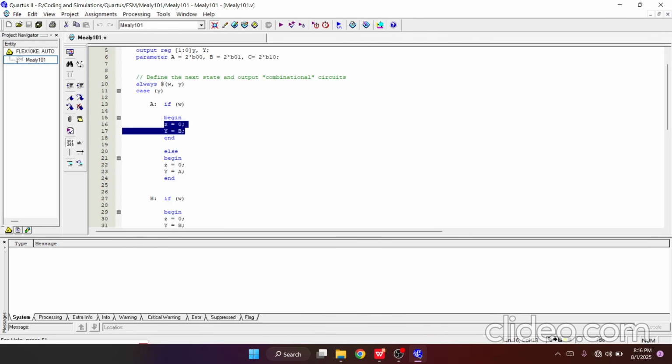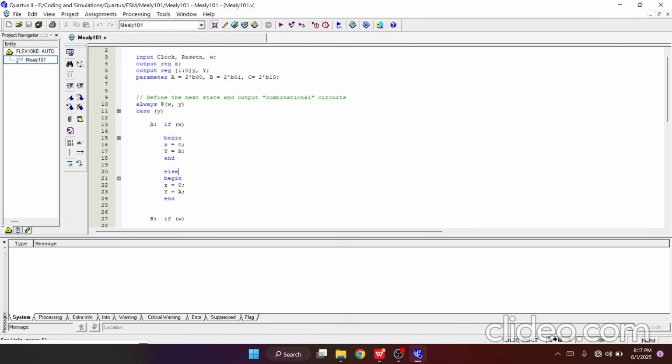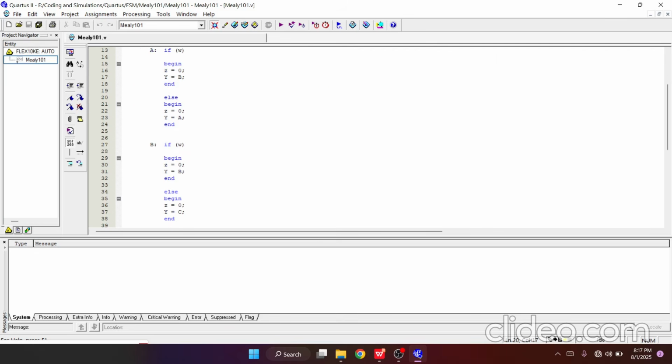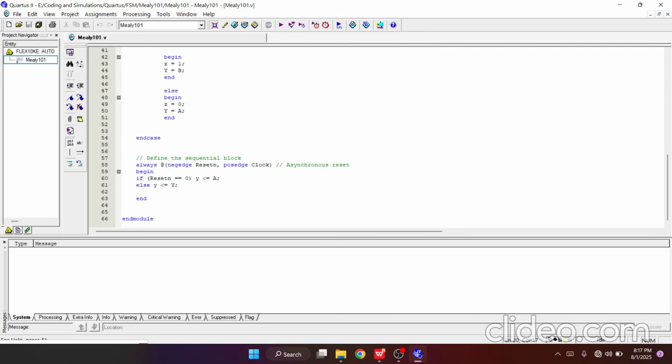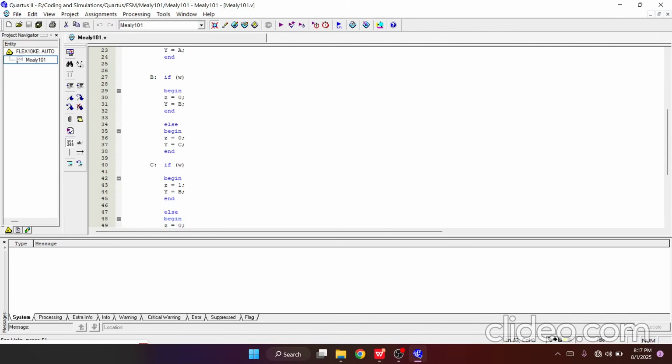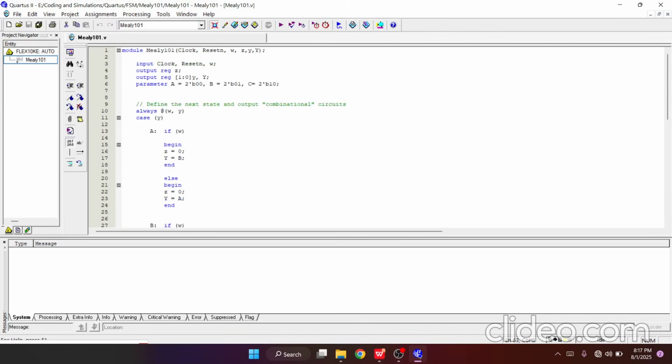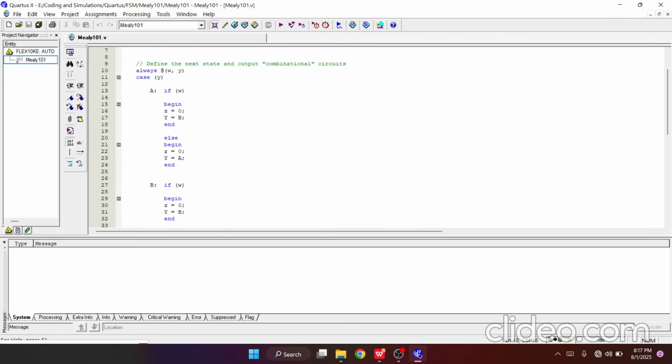Okay, so this is the basic difference, which also aligns with our theory. In theory, I have said multiple times that the output of Mealy type depends on both the present state and current inputs, which is also being shown here. So this is the code, and as before, this is the one and only sequential block. This other block is not sequential, it is a combinational block. Z and capital Y both are combinational logics.